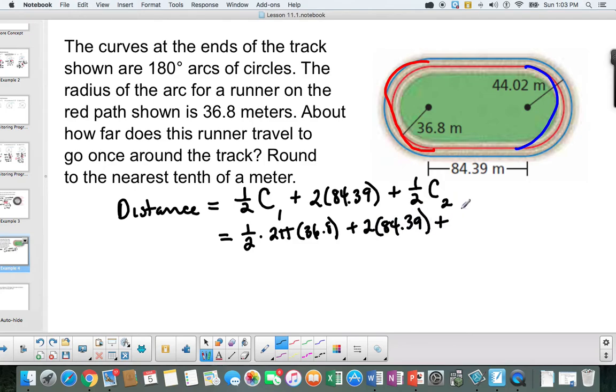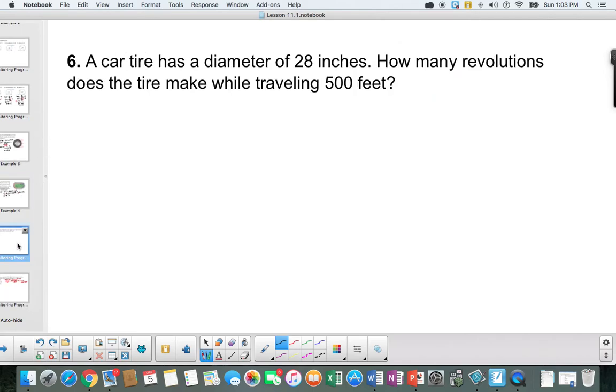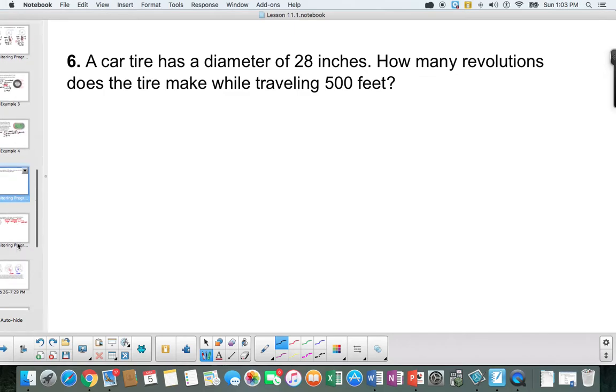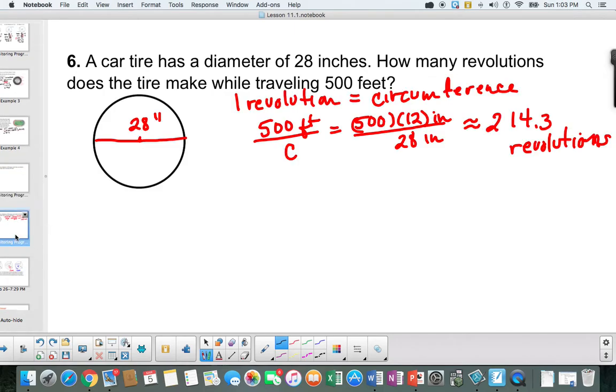and then I want to take 1/2 of this blue circumference, which is going to be 2 pi, and my radius here is 44.02. So there's some reducing I can do, and then I can put it in my calculator, and I will get about 422.7, and this is in meters for the distance around the track. All right, your turn. And here's the answer.